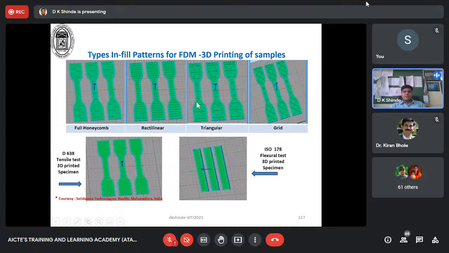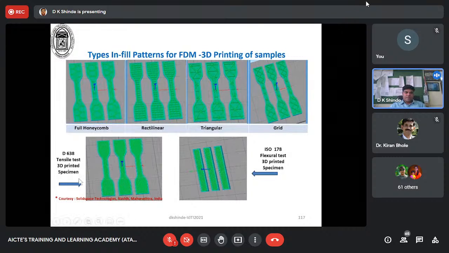Then triangular patterns, you can see the triangular patterns in the first layer, second layer, third layer, like that, to maintain the minimum thickness required by the ASTM. And then it was a grid pattern. So grid was also created. All these four different infill patterns were modeled using CAD software, and those models were taken for 3D printing.